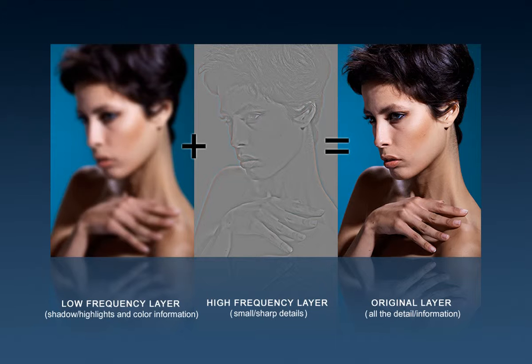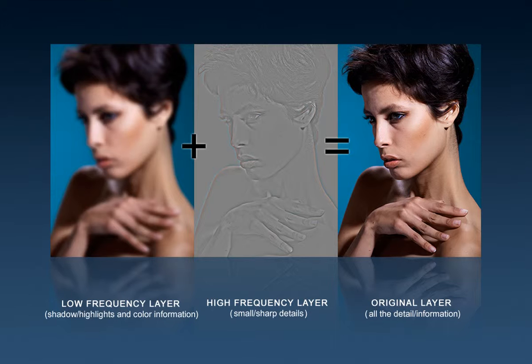Well, the low frequency layer, what is it? That layer contains the shadow highlight information as well as the color information. By shadow highlight information, I mean it contains the depth, what gives you a perception of depth within an image. And it's pretty much the same thing as if you were to take your image and blur it. In fact, it's exactly the same.